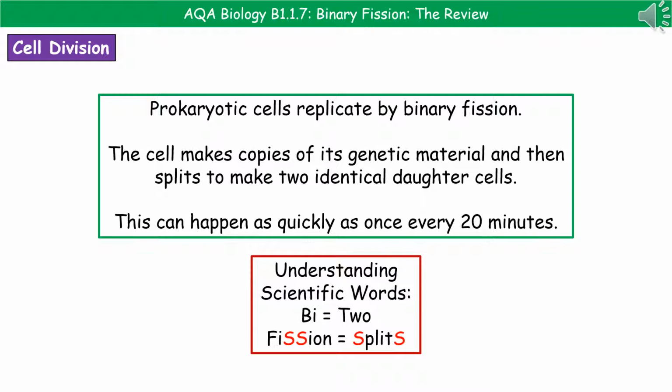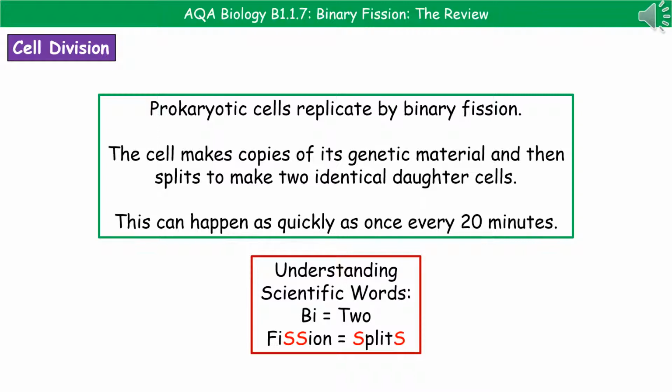When we're talking about binary fission, what we're referring to is the process by which prokaryotic cells replicate. What they do is they copy their genetic material and then split to make two identical daughter cells. When we're looking at the speed at which this can happen, it's actually really quick. With some bacteria, this will happen every 20 minutes.